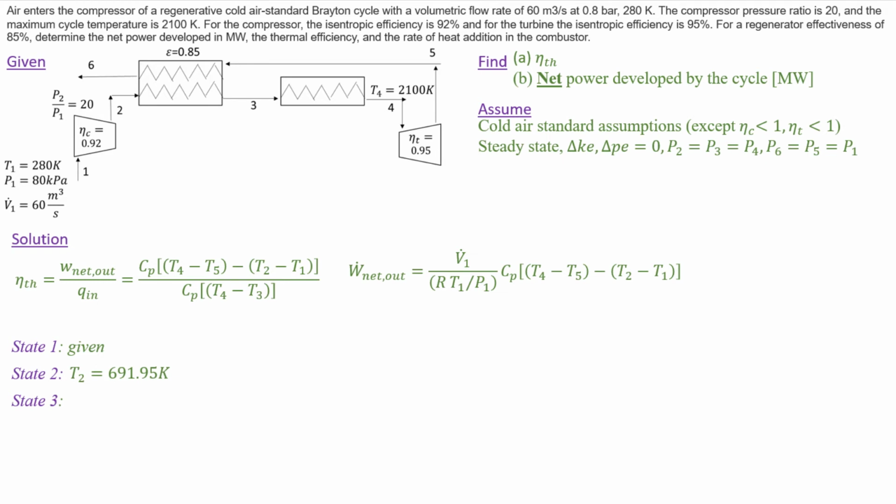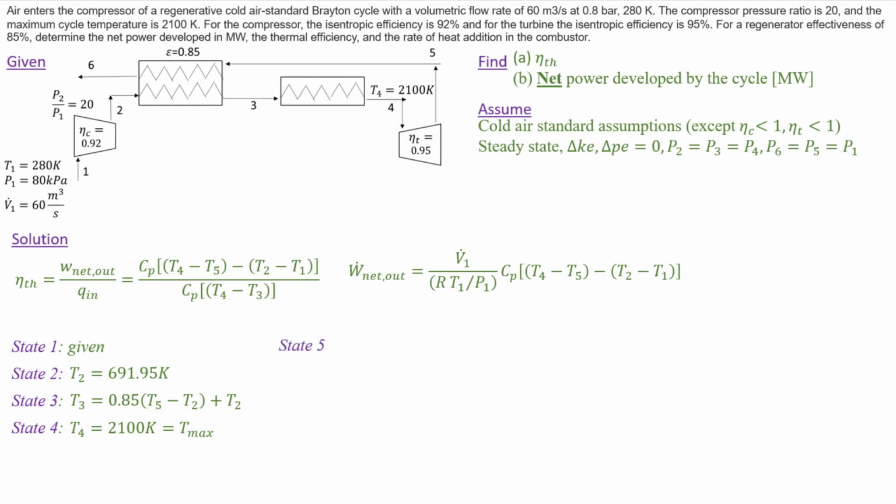So the way that I'm going to calculate state 3 is by using my regenerator effectiveness equation. So it looks like I know everything in that equation except for state 5. So I'm going to come back to it. I'm just going to put a pin in it. State 4, that's given. It's 2100 Kelvin. That was the maximum temperature within my cycle.